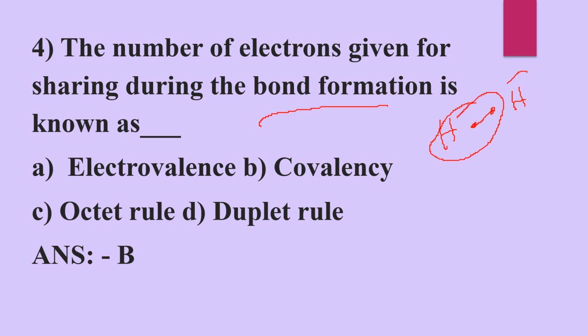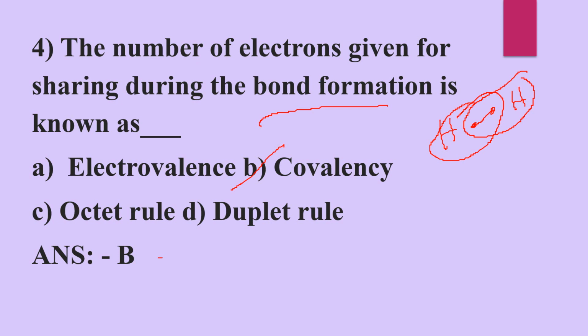Suppose one pair of electrons is sharing. So this is called covalency. What is covalency? It means a shared pair of electrons between the two atoms. We can call it sharing, that is bond formation. The number of electrons for sharing during the bond formation, we can call it covalency. This is the covalency definition.